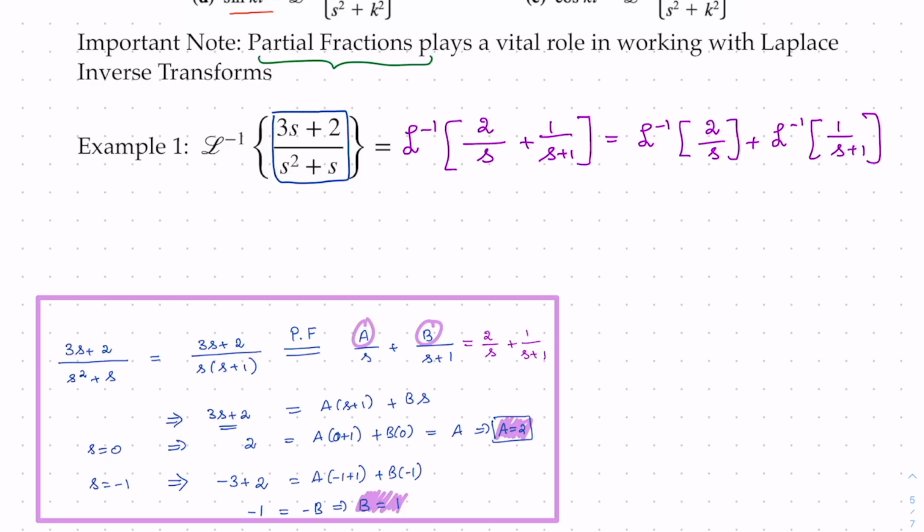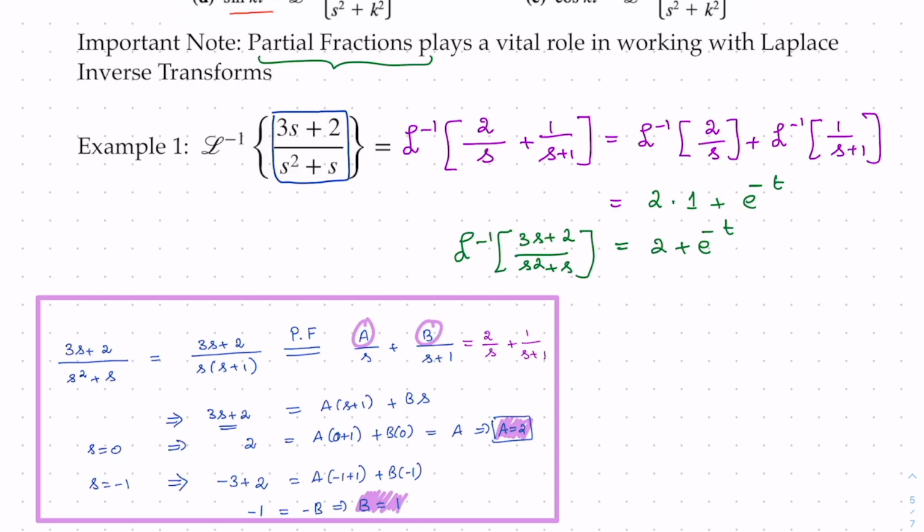And again, if you apply the linearity property in here, the 2 I can pull out. The 1 is there, so it's not a big deal. So this will simply become 2 times 1, and this will become e to the negative t. So the answer here would be 2 plus e to the negative t. So therefore, the Laplace inverse of 3s plus 2 over s squared plus s would be that.